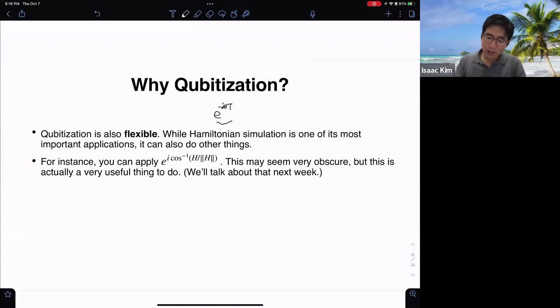So for instance, you can apply this very weird looking operator. You might think that this is a very strange thing to do and not a very useful thing, but it turns out that this is actually a very useful operation for the purpose of doing quantum phase estimation. So there are all these new things that you can potentially do, kinds of things that you couldn't imagine doing before. So it's also giving rise to new ideas.